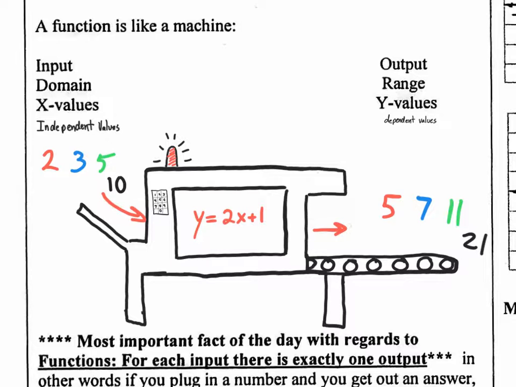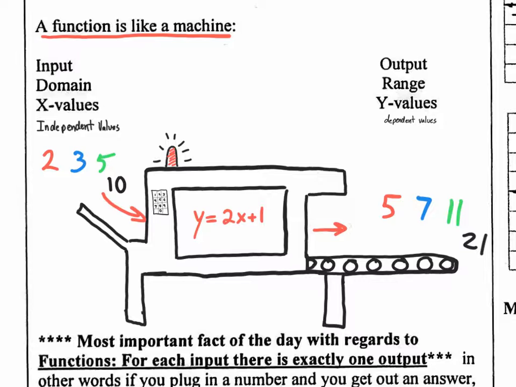So do we see how this function is working? It's like a machine. You plug in a 2, you get out a 5. You plug in a 3, you get out a 7. Plug in a 5, get out an 11. Plug in a 10, get out a 21. So you could plug in as many numbers as you want, and you could pull out as many answers as you want. But let's first start by understanding that, and you could go back and underline this, a function is like a machine. Okay? You put in some inputs, you get out some outputs.